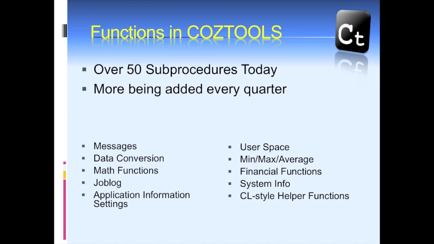Right now, we have conversion tools, message tools, as we mentioned a moment ago, math functions, some things to send to the job log, user space, some financial functions, including min, max, and average, as well as loan amortization kind of thing, system information, and then a lot of CL helper functions.